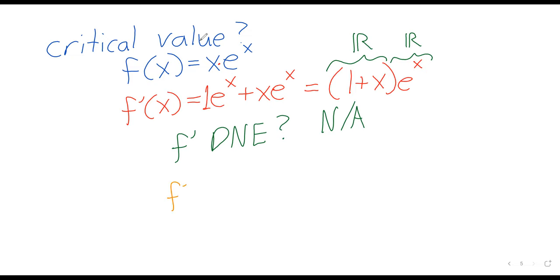And I would say that the majority of functions share this property. For most functions, the derivative exists everywhere, but we still have to check it. The derivative equaling zero is the other way we could have a critical value. So we can hopefully solve this equation. There are a few ways we could go about it.